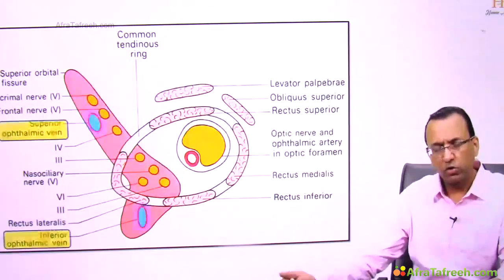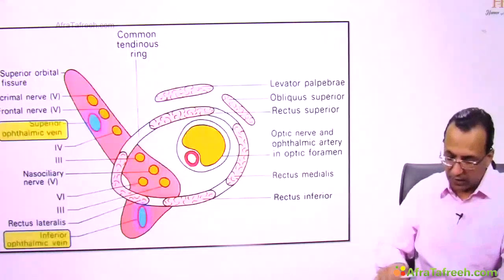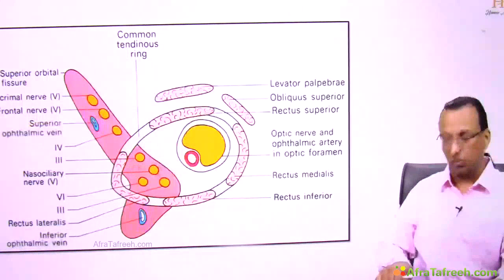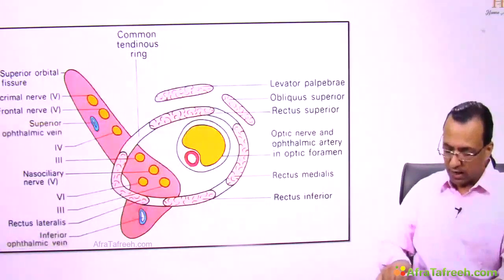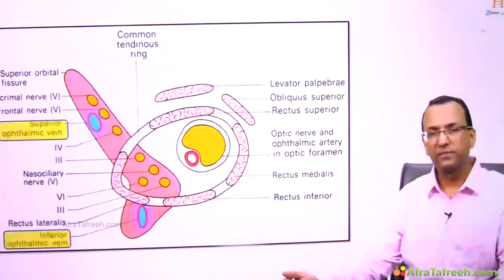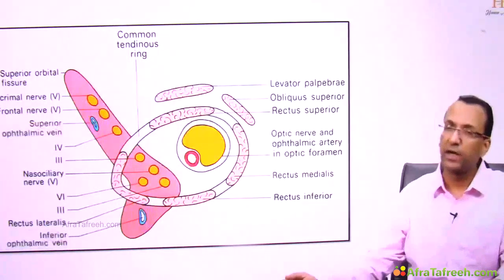Inside? No. If they go inside the ring of Zinn, they might be compressed. They don't want to go into crowded places. They avoid crowded places, so they stay outside the ring of Zinn. They don't want to get compressed by going there. They are passing through the superior orbital fissure, but outside the ring of Zinn.